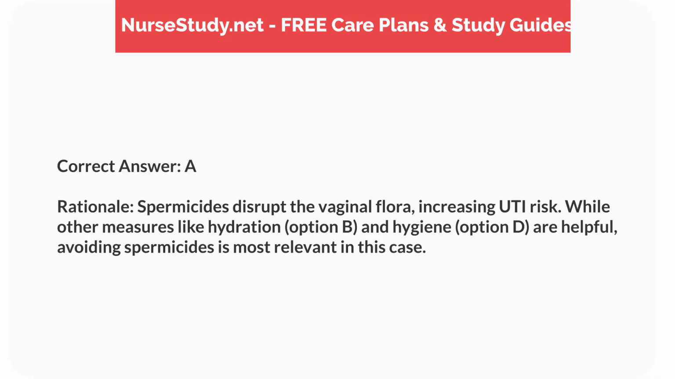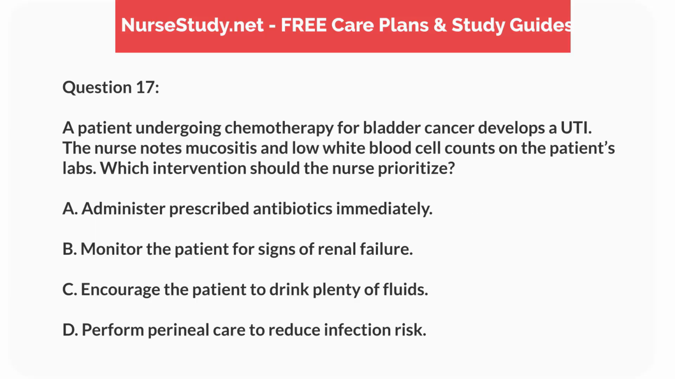Correct answer, A. Rationale: spermicides disrupt the vaginal flora, increasing UTI risk. While other measures like hydration, option B, and hygiene, option D, are helpful, avoiding spermicides is most relevant in this case. Question 17. A patient undergoing chemotherapy for bladder cancer develops a UTI.